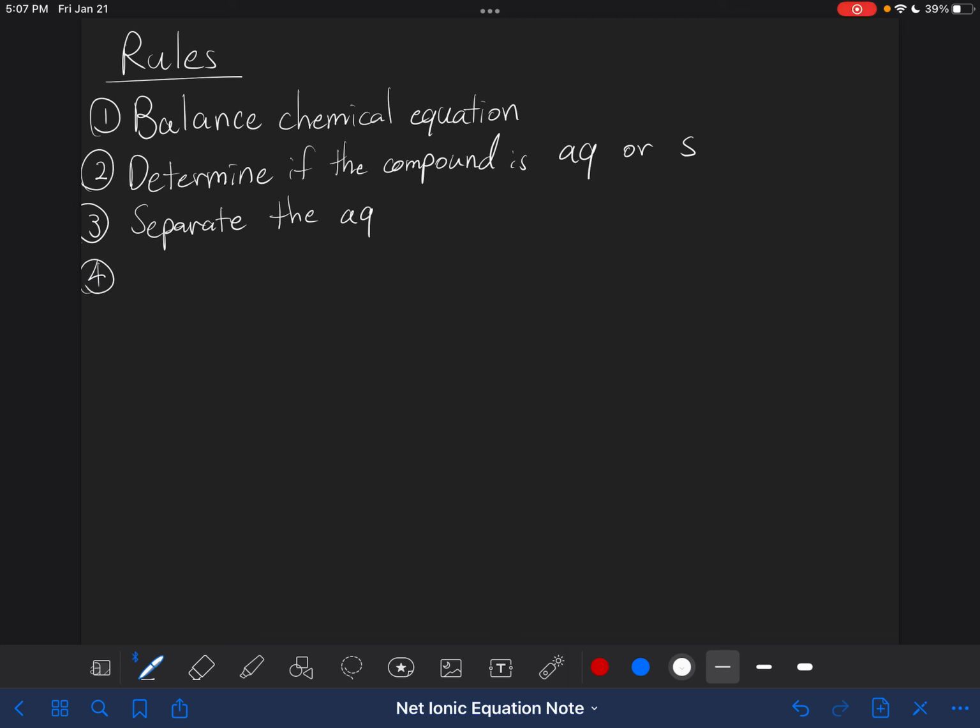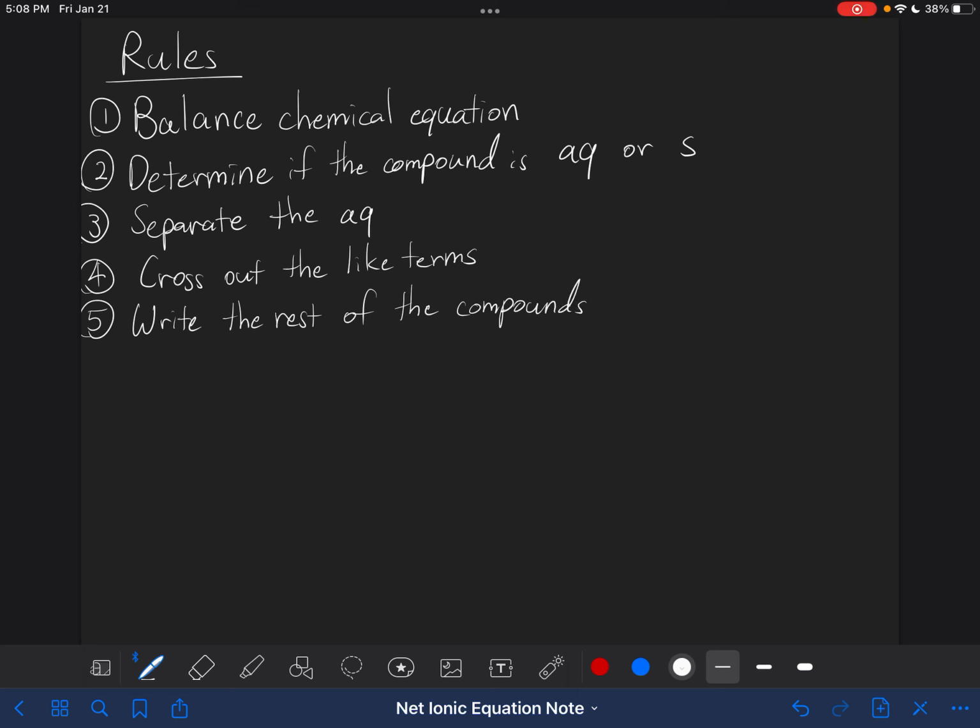And number 4 is for you guys to cross out the like terms. Okay, cross out the like terms. And last but not least, number 5 is to write the rest of the compounds.